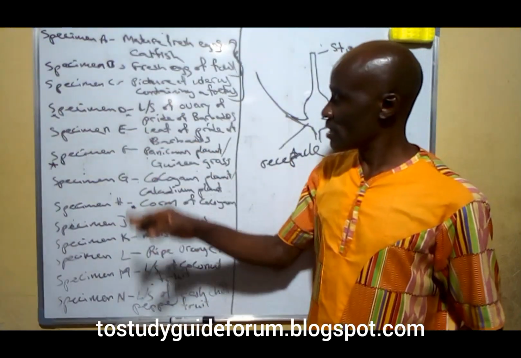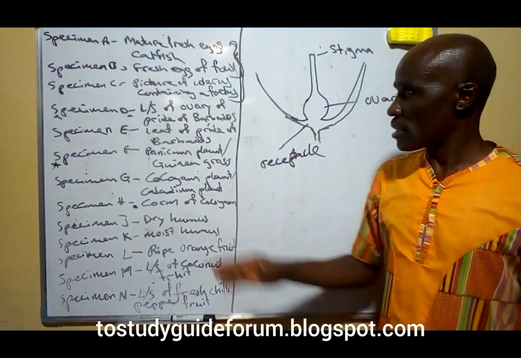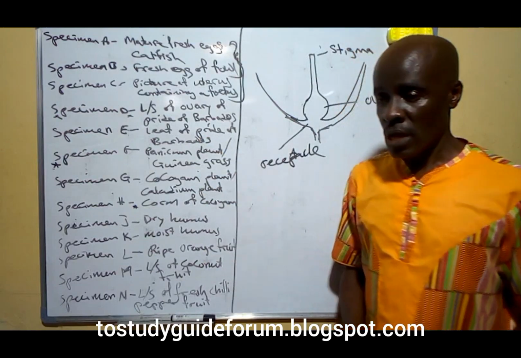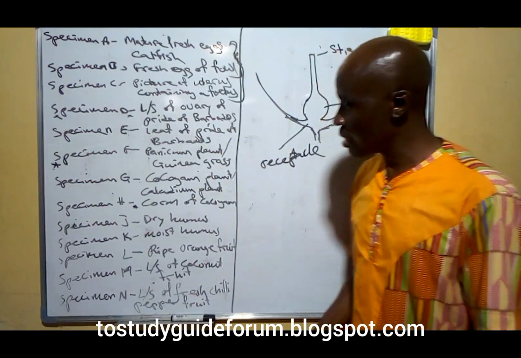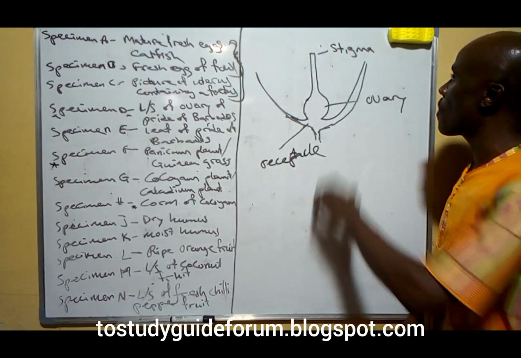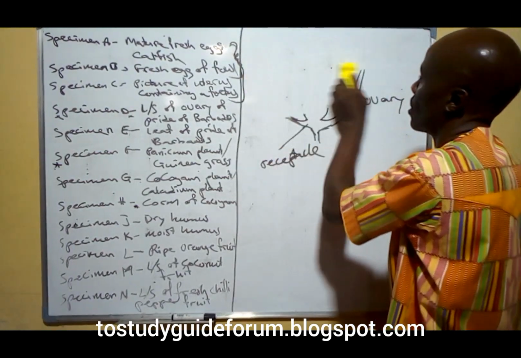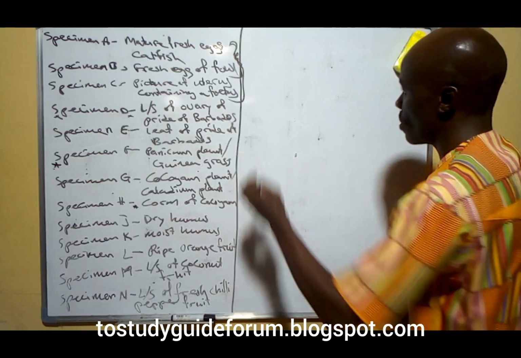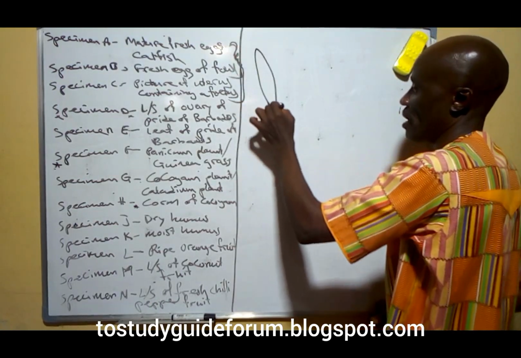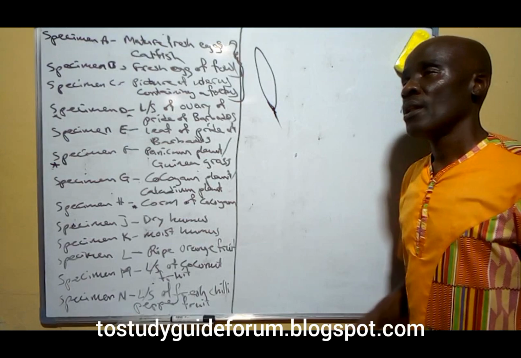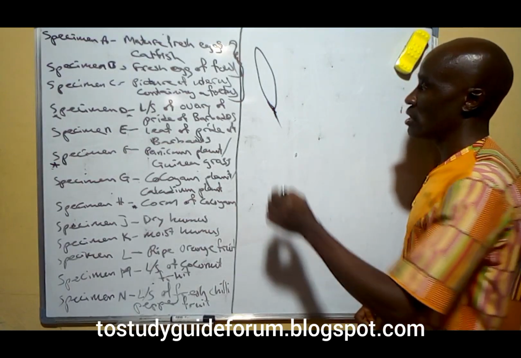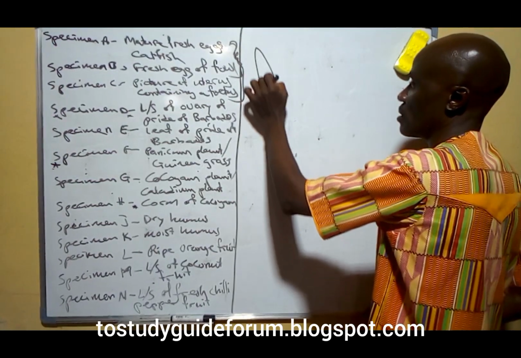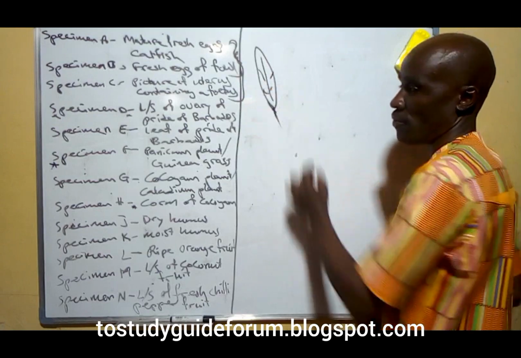Specimen E, you find out that the specimen E is a leaf of Bradovibus. Now in this one, the leaf is what we call a compound leaf. We have the one we call a simple leaf, something like, let's say, an orange plant. Orange plant is the example of a simple leaf.